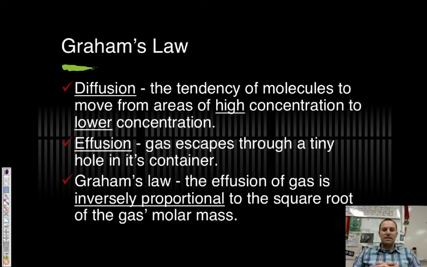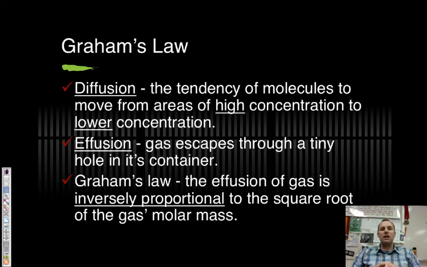Effusion is when gas is escaping through a tiny hole in its container. So if you get a hole in your tire, it escapes through that hole. It doesn't stay in the tire. Okay, it's still going from areas of high concentration to low concentration, but that's different. So diffusion is the spreading throughout an area from high to low concentration. Effusion is when you're going from inside a container through a tiny hole out to the outside of the container.